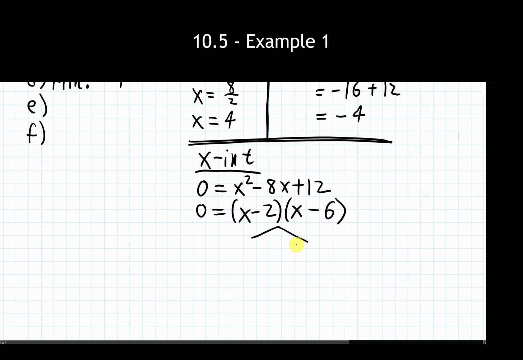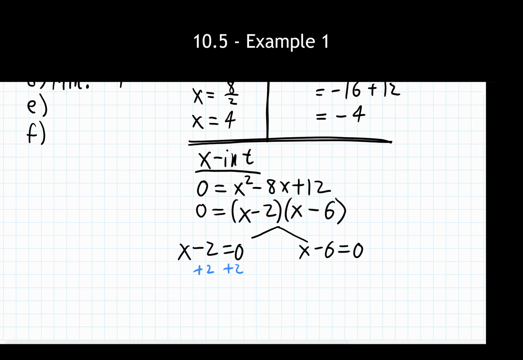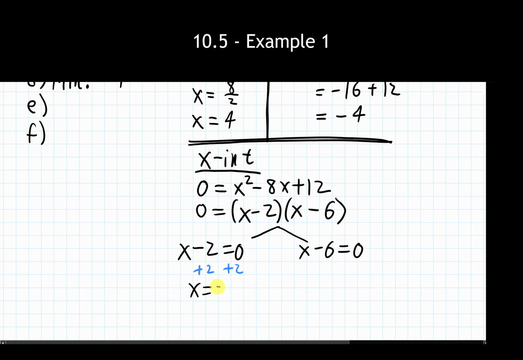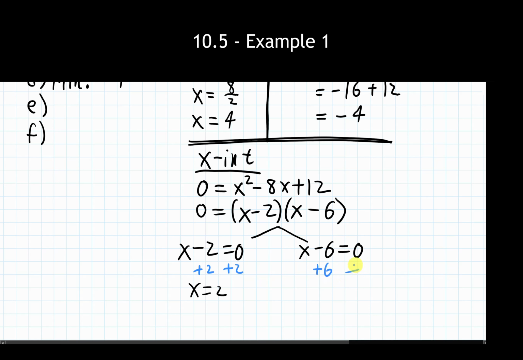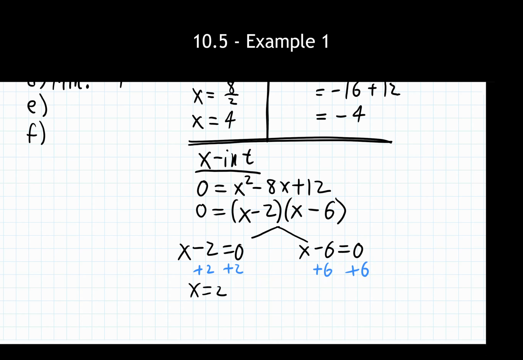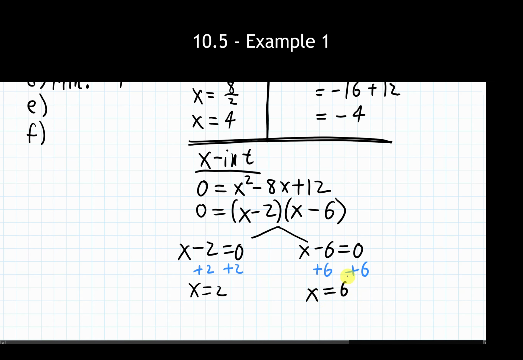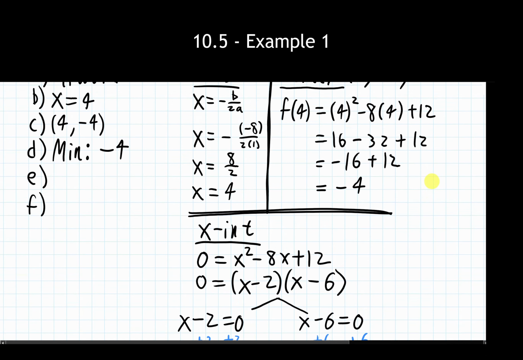At least this is one way you could go about doing it. X minus 2 equals 0, and x minus 6 equals 0. For my first one, if I'm adding 2 to both sides, I'm going to get x equals 2. Fantastic. For the other one, I'm adding 6 to both sides, and I'm getting x equals 6. Great.